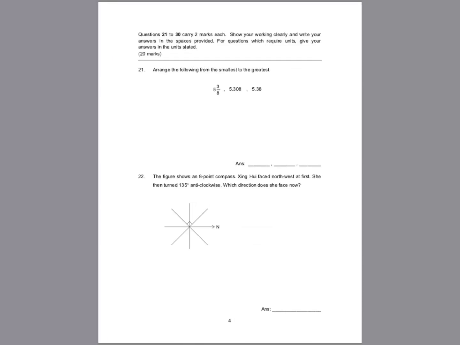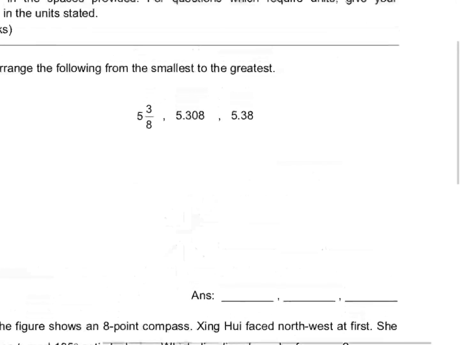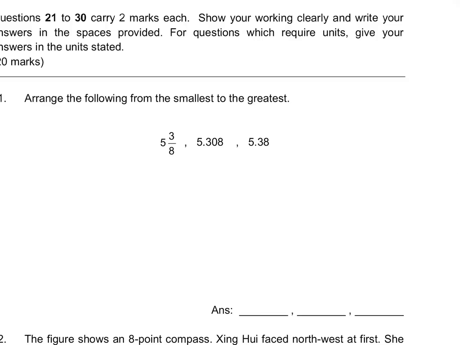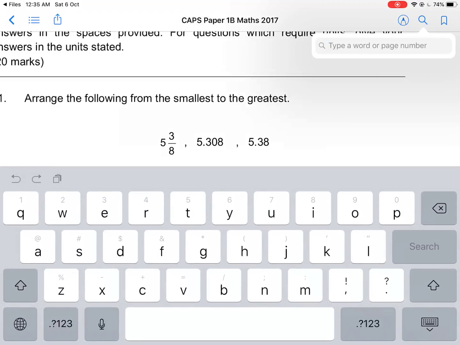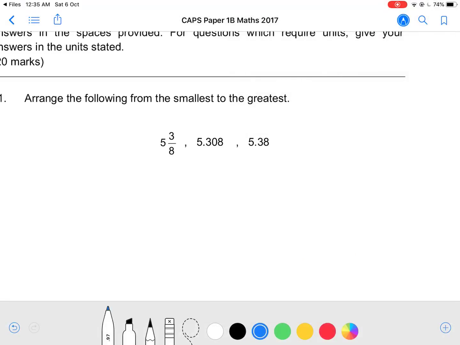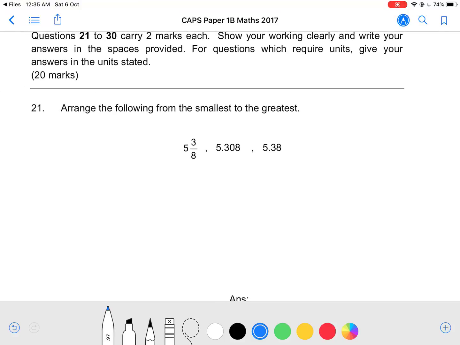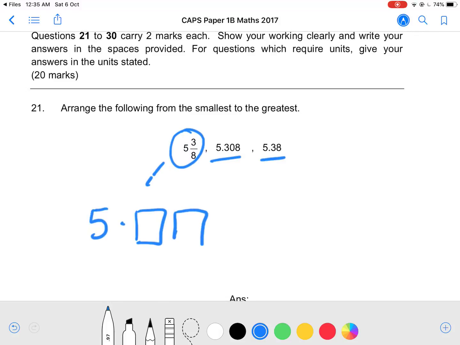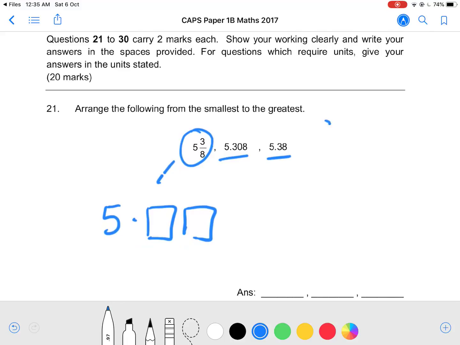Let's move on. Question 21, conversion again, from the smallest to the biggest. Alright, so we're going to convert. Let's see, because there are already 2 decimals, very likely I will want to only change one of them to decimal, so everyone is all in decimal. This is 5 point something something. 5.1. 3 out of 8. How to change it to decimal? It's the same as 3 divided by 8, right?